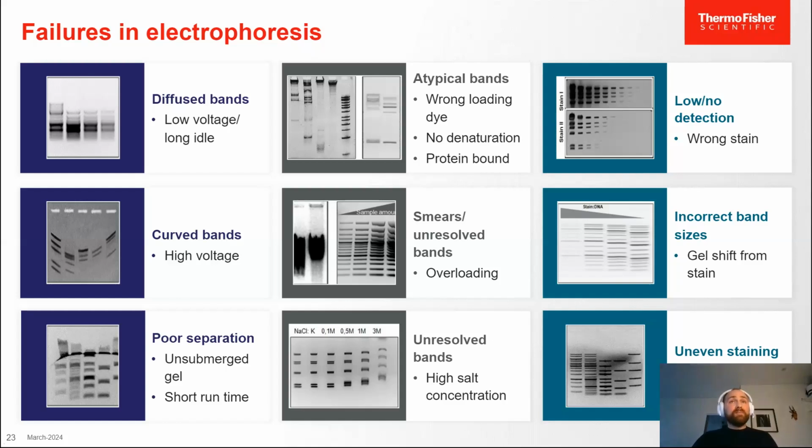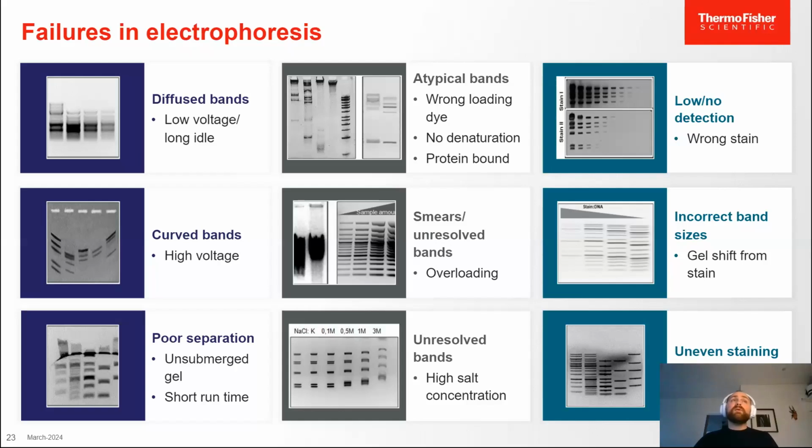So here are some of the examples. So we have low voltage or long idle. So this is how it usually looks. This is why it's very important to consider your voltage. So about 70 is fine. So 70 volts is a good voltage, but the run length will be longer. So for 70 volts, depending on what your separation distance is, it can be 40 minutes, it can be up to an hour, depending on how high of a resolution or separation you want to achieve.